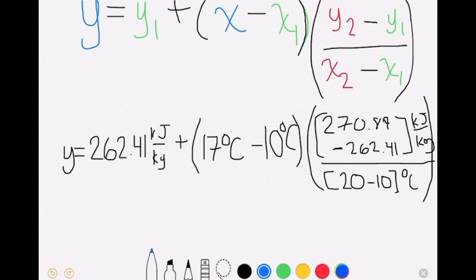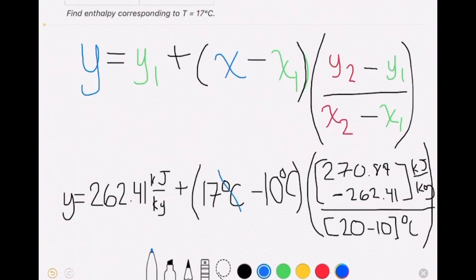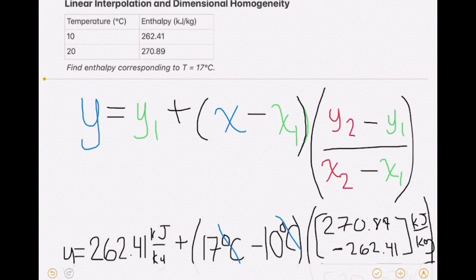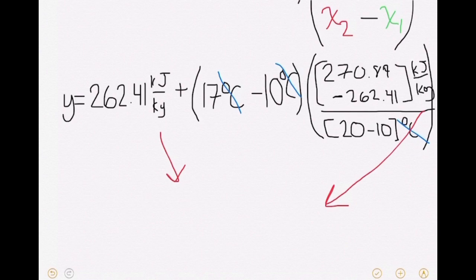Now we're going to look at the dimensional homogeneity of everything. We're going to make sure that the units agree with each other. We have kilojoules per kilogram plus Celsius times kilojoules per kilogram over Celsius. Let's look a little closer at this part over here. We have Celsius times kilojoules per kilogram over Celsius, so basically we have Celsius over Celsius. We're left with kilojoules per kilogram plus kilojoules per kilogram. What we're looking for in the end is enthalpy, which we know from the table is in kilojoules per kilogram. So the units agree, the units match, we can add them, we're not violating math laws. We're just going to plug in our numbers.